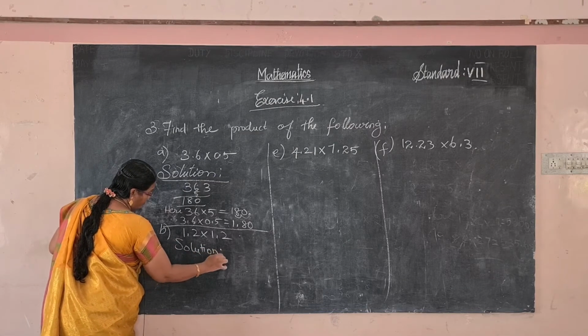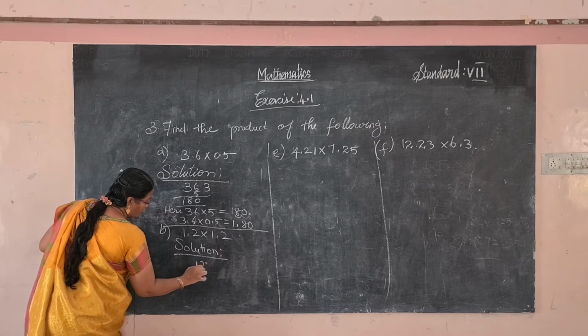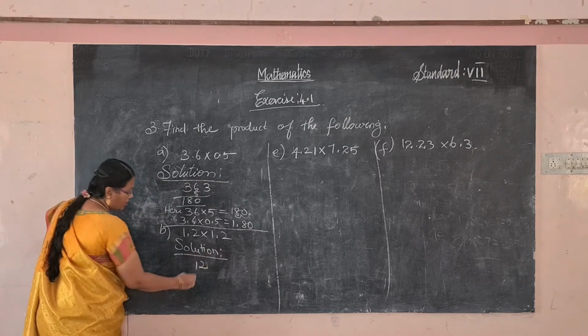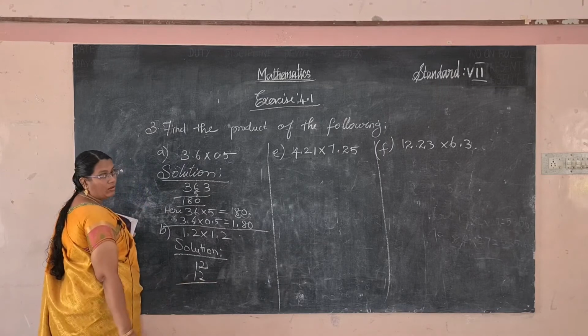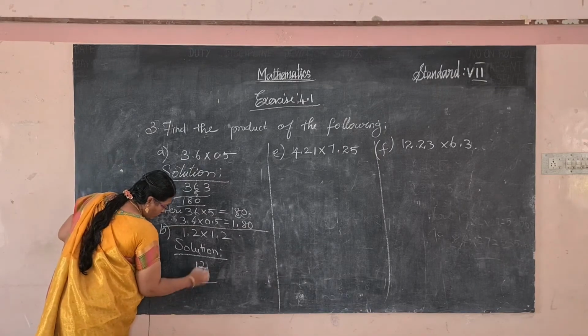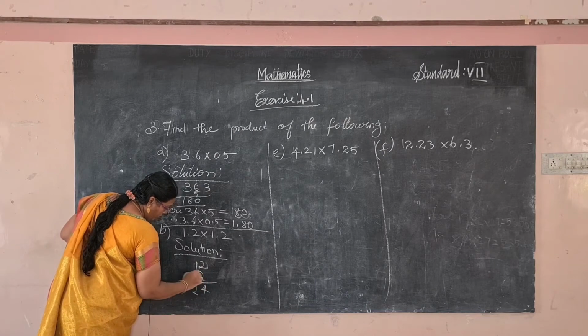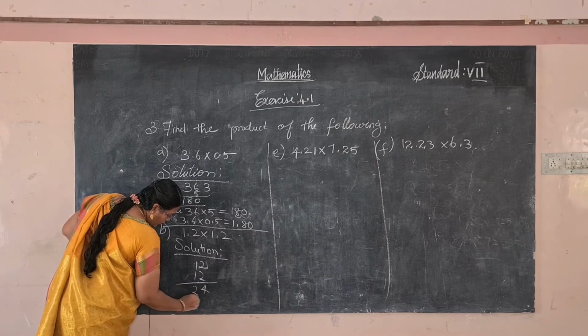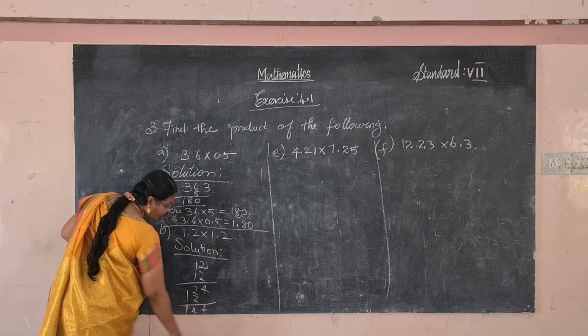Do not consider the decimal point. As usual, multiplication. 12 times 12, you already know, is 144. 2 2s are 4, 2 1s are 2, 2 1s are 1. So 144.